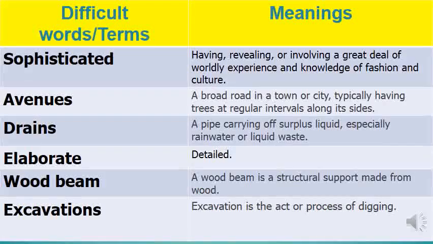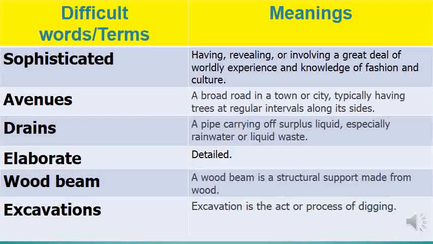Now I have some difficult words, terms and their meanings for you. So let's see the first one. Sophisticated: having, revealing or involving a great deal of worldly experience and knowledge of fashion and culture. The second word is avenues: a broad road in a town or a city typically having trees at regular intervals along its sides.